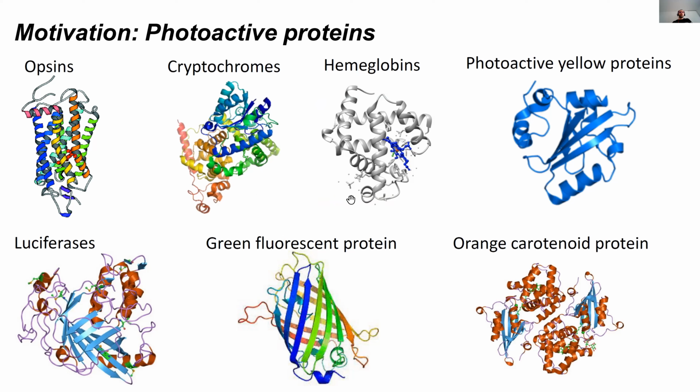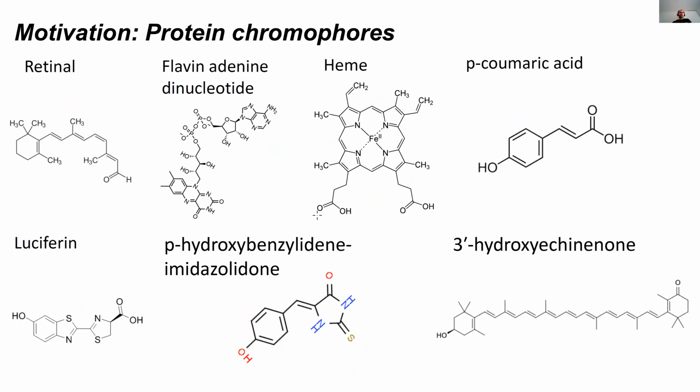Also, I'm working on hemoglobins, which transport diatomic gases. And their natural function is not photoactivated, but you can also dissociate the diatomic gas by absorption of light. So these proteins are not just single proteins, as I say, they are families of proteins. There are thousands of variations of these proteins in different organisms, but they all share a pattern of having a similar chromophore.